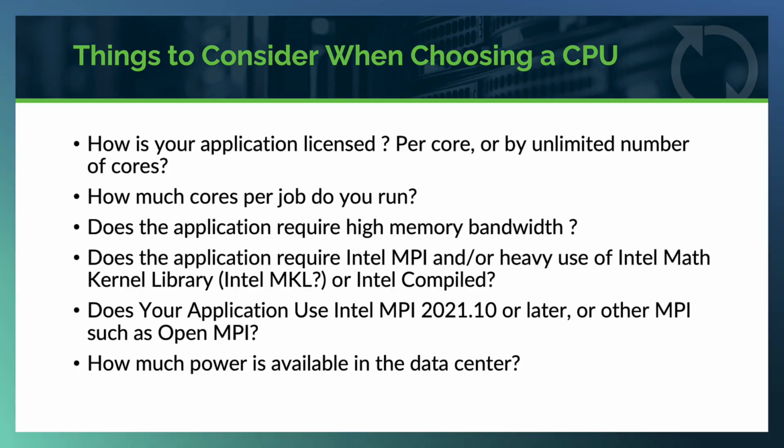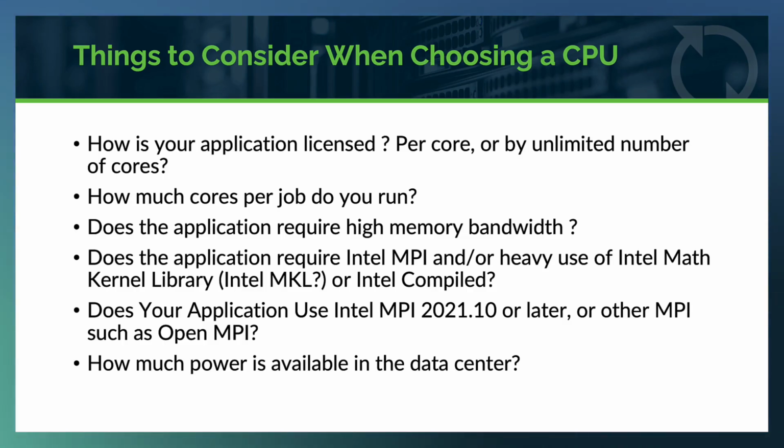How many cores per job do you run? If you run 1-core jobs all the time, maybe you don't really need to pay the premium for a 64-core high memory bandwidth solution. Do you need high memory bandwidth? Occasionally, an older generation might be cheaper because you're paying a price premium for super high memory bandwidth and large L3 caches that not all apps take advantage of, but CFD definitely is memory bandwidth bound.